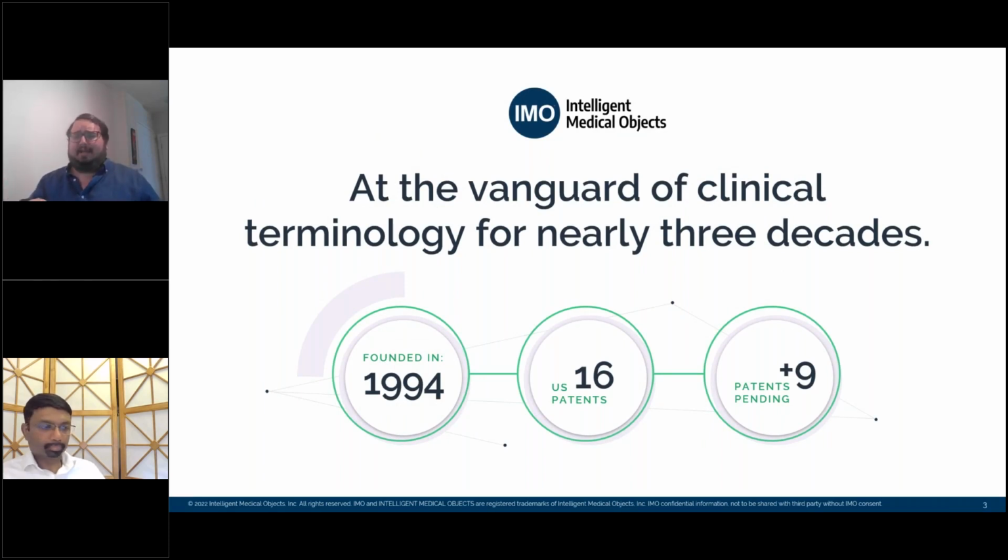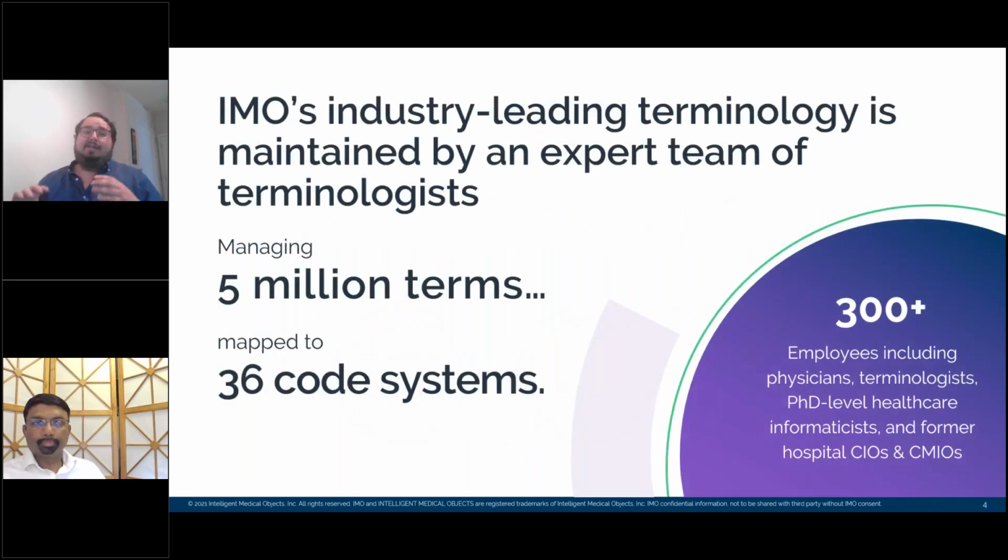So for those of you who may not be as familiar with IMO, I just want to take a couple of minutes here at the beginning to introduce ourselves. IMO has been the innovator and the vanguard in clinical terminology within all of the major EMRs for almost 30 years. We have established partnerships with Epic, Cerner, NextGen, and really all of the major EMR systems. And our industry-leading terminology is maintained by an expert team of terminologists that manage over 5 million terms mapped to 36 different code systems.